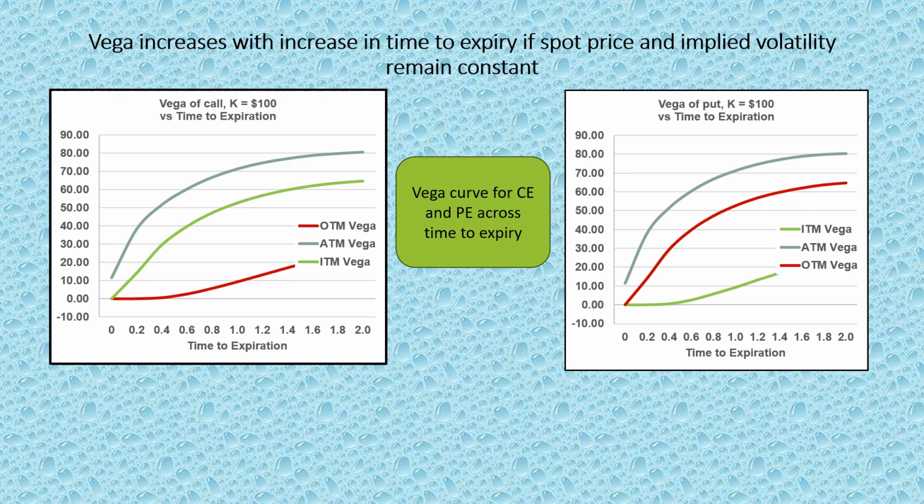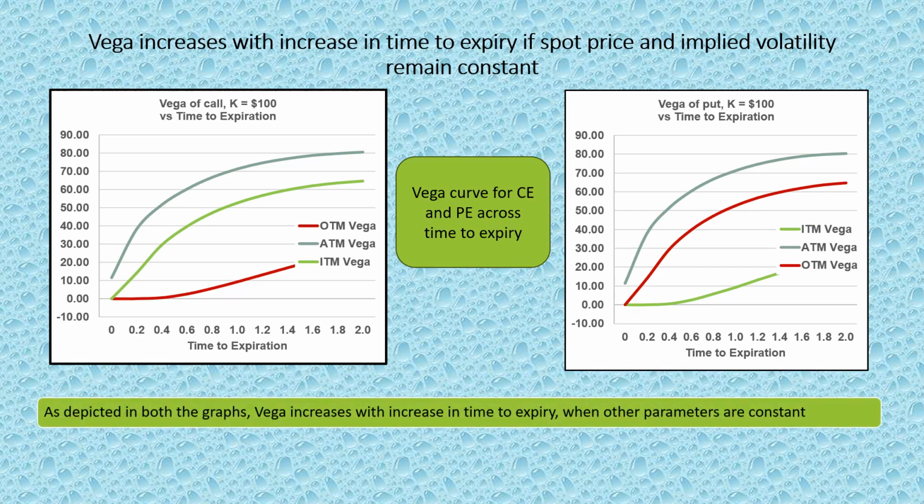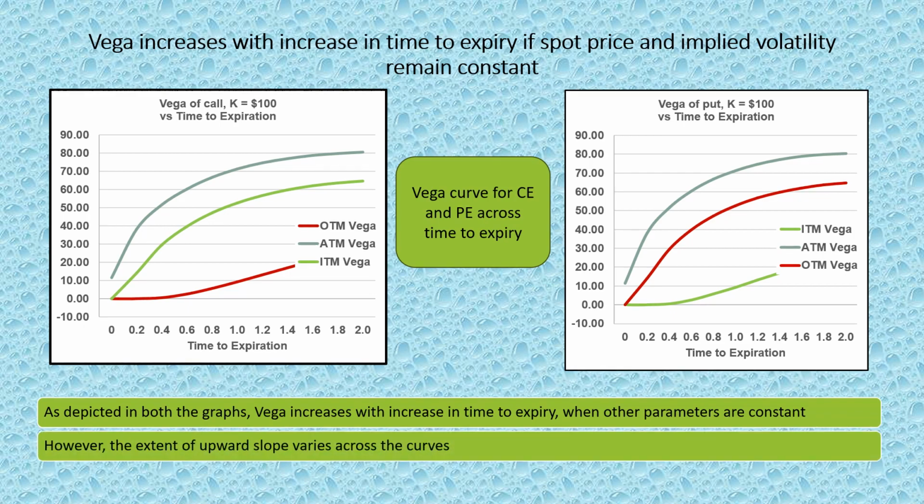So in both the graphs, which cover at the money, in the money and out of the money call and put options, the Vega curves are upward sloping. As depicted in both the graphs, the Vega increases with increase in time to expiry when other parameters are constant. However, the extent of upward slope varies across the curves.